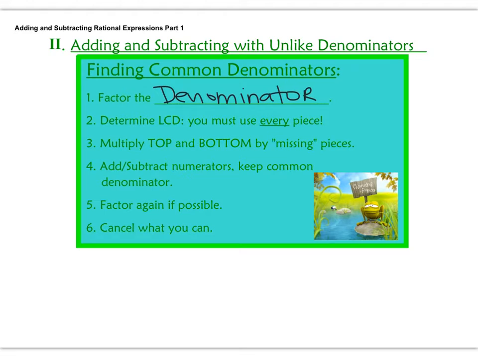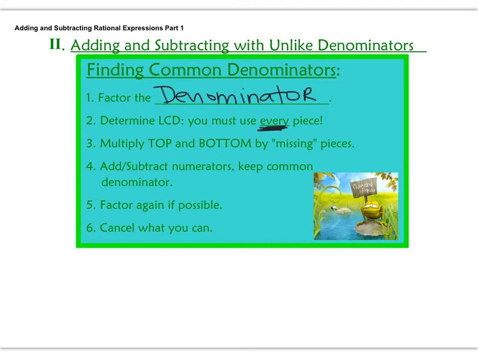Then we're going to determine the LCD, the least common denominator. Now I have on here that you must use every piece. You can't just leave things out. Everything you see in all of your denominators has to be accounted for. I can't ever make them smaller, remember? It has to be at least as big as the number there, if not bigger.